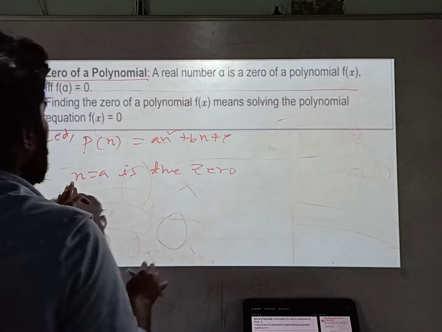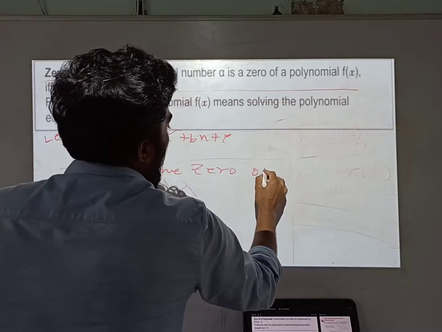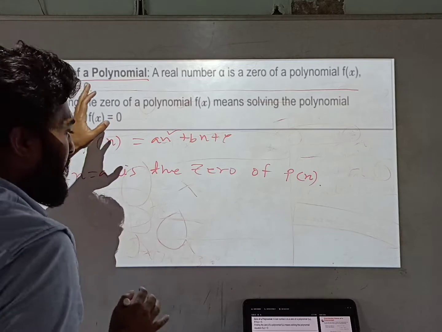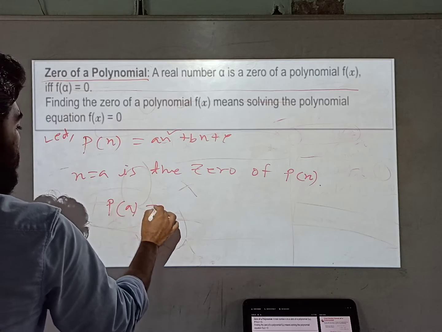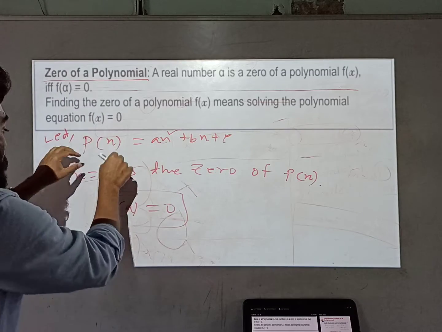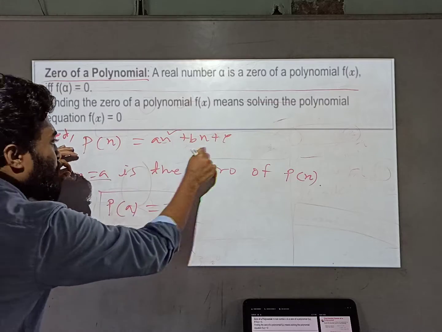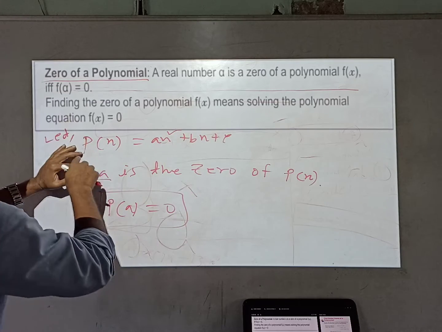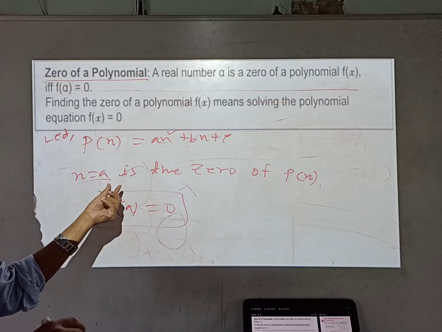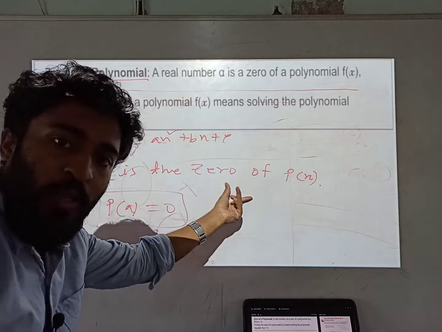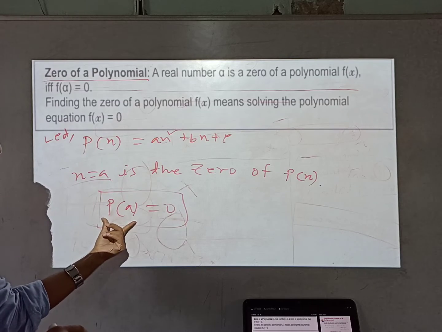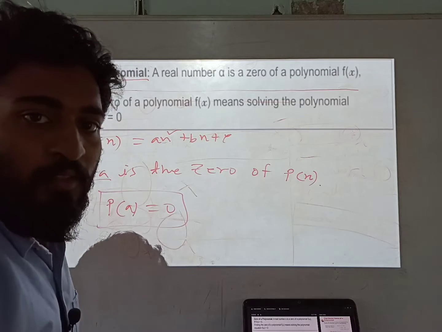If I say x equals a is the 0 of p(x), then according to the theory of zeros of a polynomial, I must say that p(a) equals 0. This is the condition. If x equals a is the zero of p(x), then if I put this value a over this expression, p(a) equals 0. For any polynomial p(x), a number a is called a zero of that polynomial if I put a in that polynomial and p(a) will be 0. Are you getting my point?